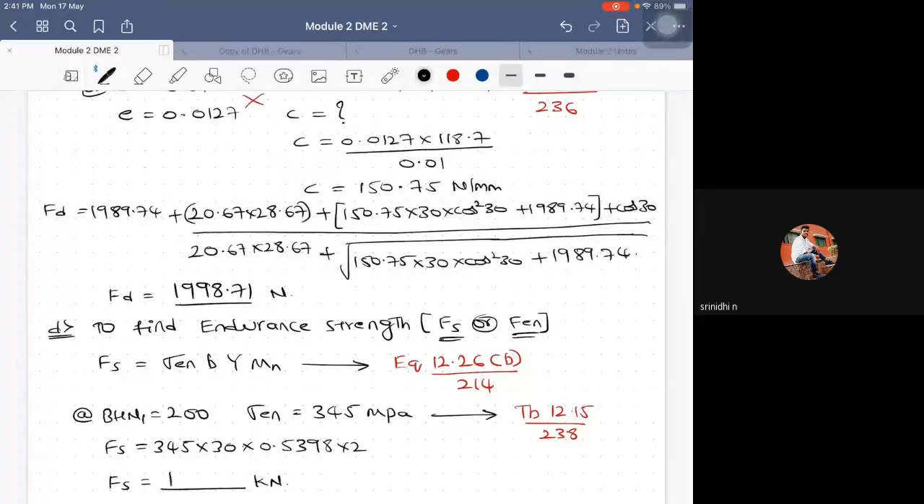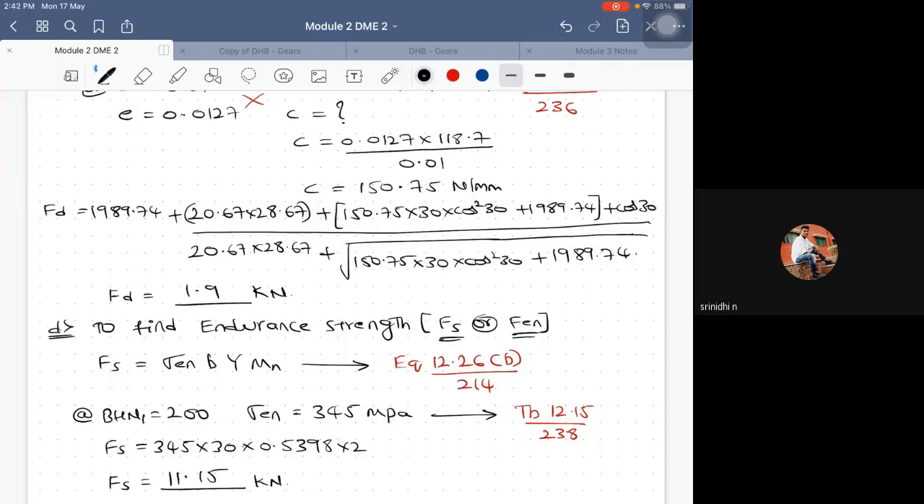What can I write in the sentence? Even I would write this particular thing in kilonewtons. 1.9 kilonewtons. What is the statement? 1.9 kilonewtons. Correct. 1.9 kilonewtons. What is the statement?